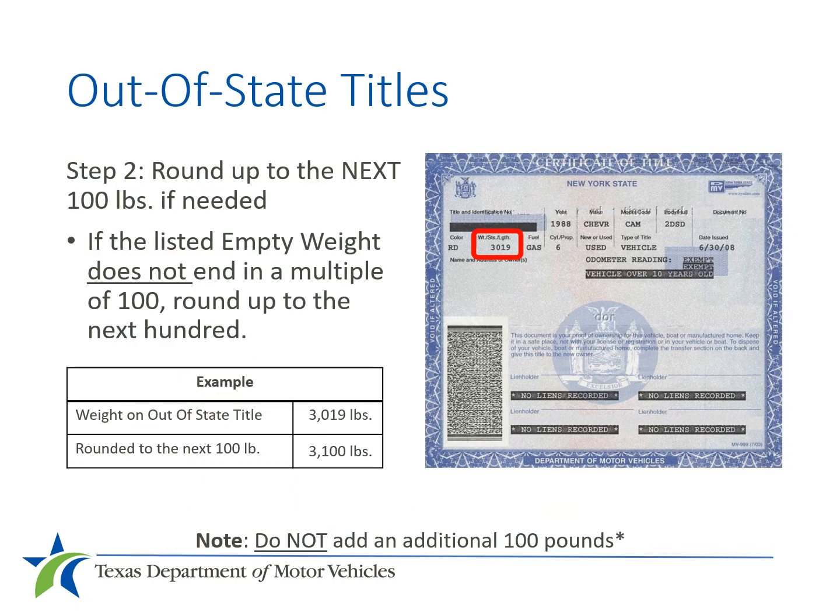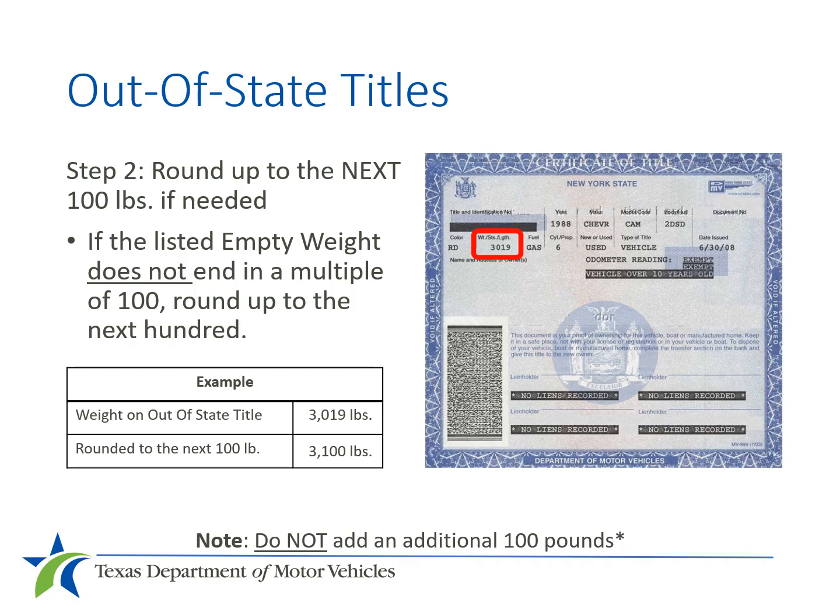Continuing the same process as with MCOs and Texas titles, if the weight listed on the out-of-state title is not a multiple of 100, then we must round up to the next 100 pounds. Like with the Texas title, we will not add an additional 100 pounds.